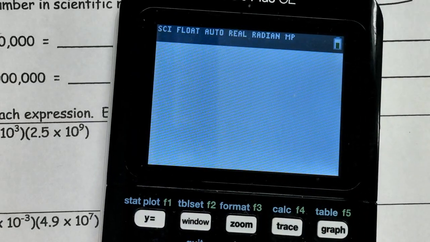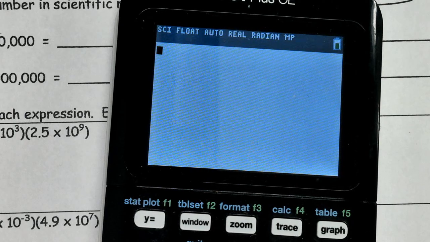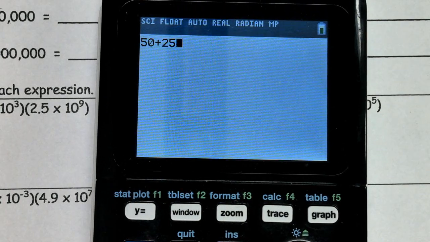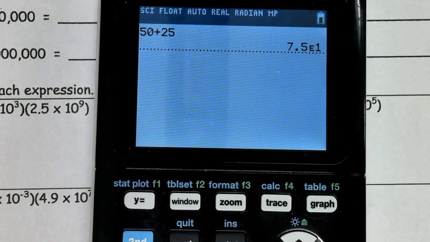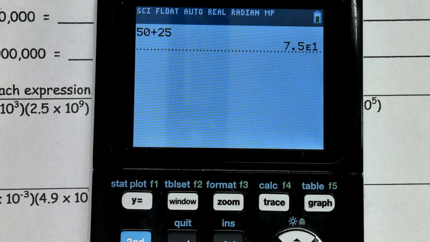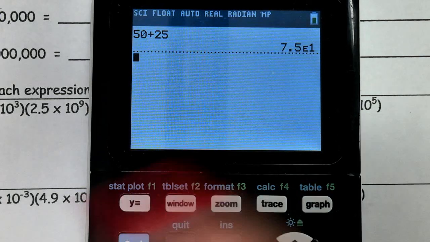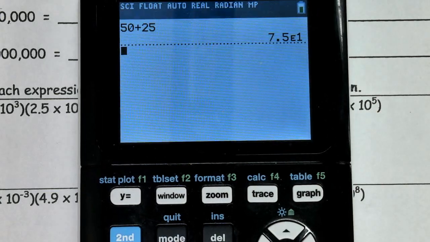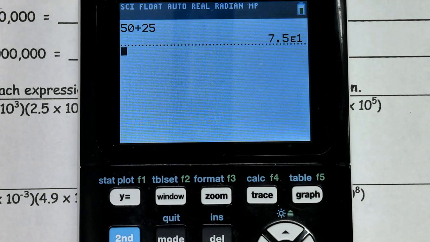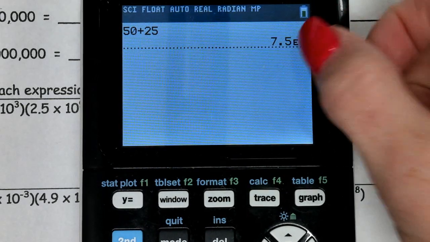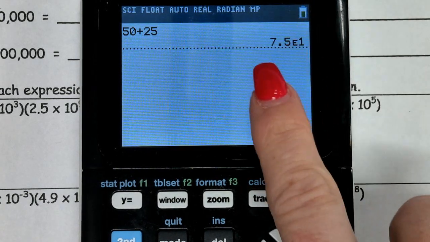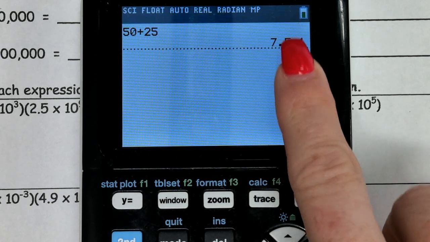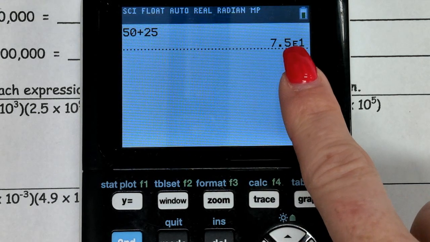Now, let's put in something we already know. Let's put in 50 plus 25. What's the answer supposed to be? 75. What did the calculator do? It turned 75 into scientific notation mode. Now, what the calculator is not going to do is say times 10. So the way that you would write this is 7.5 times 10 with an exponent of 1.